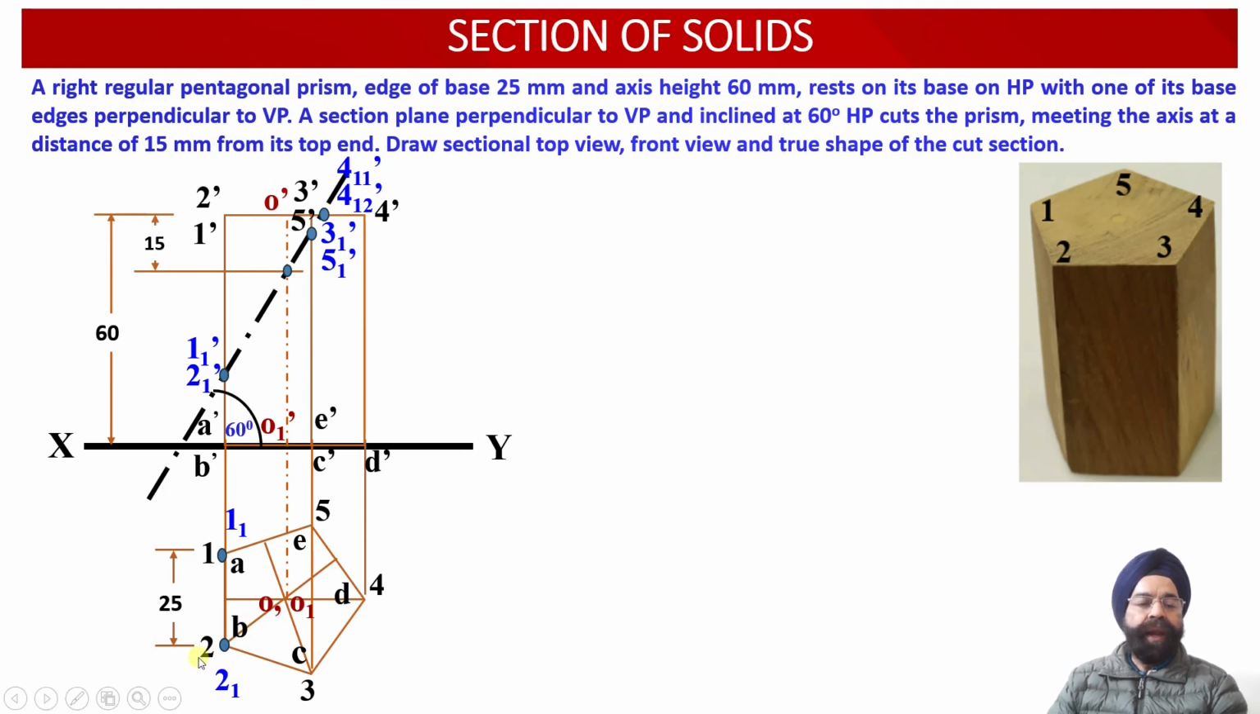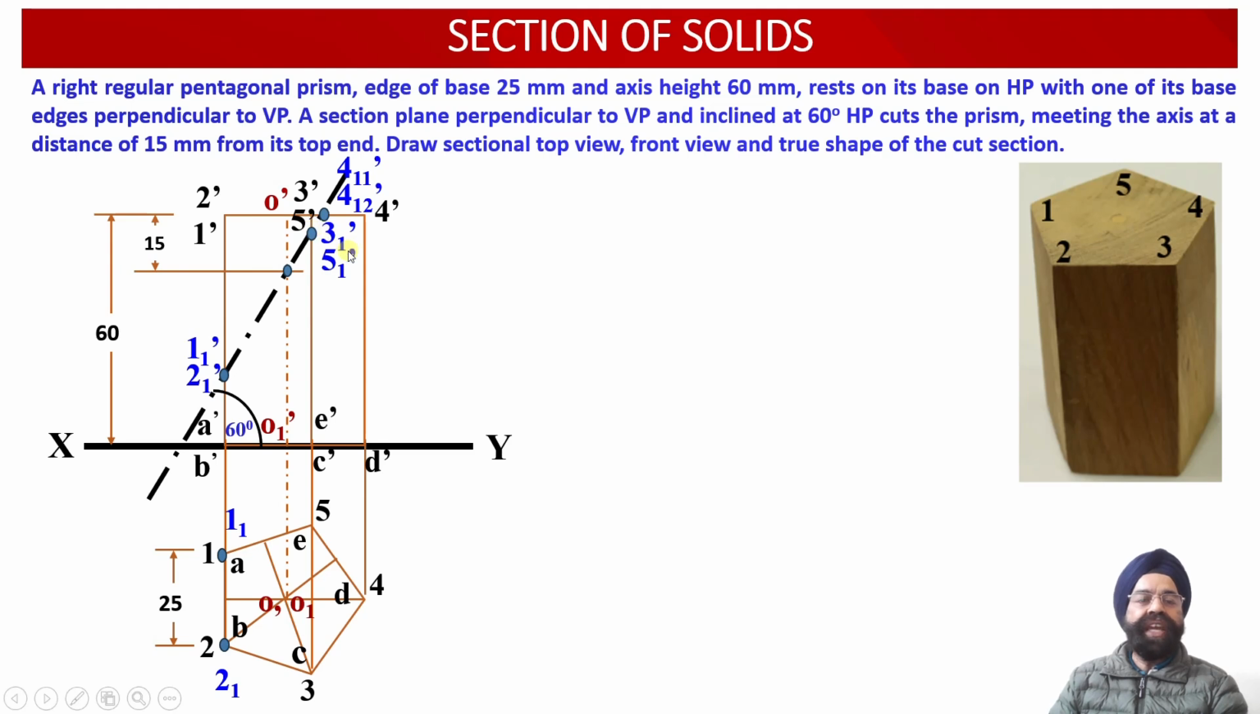So this way, the points 2B and 2 1 are all going to coincide with each other in the top view projections, because all of these 3 points lie on the vertical projector line, which is perpendicular to the horizontal plane over here.